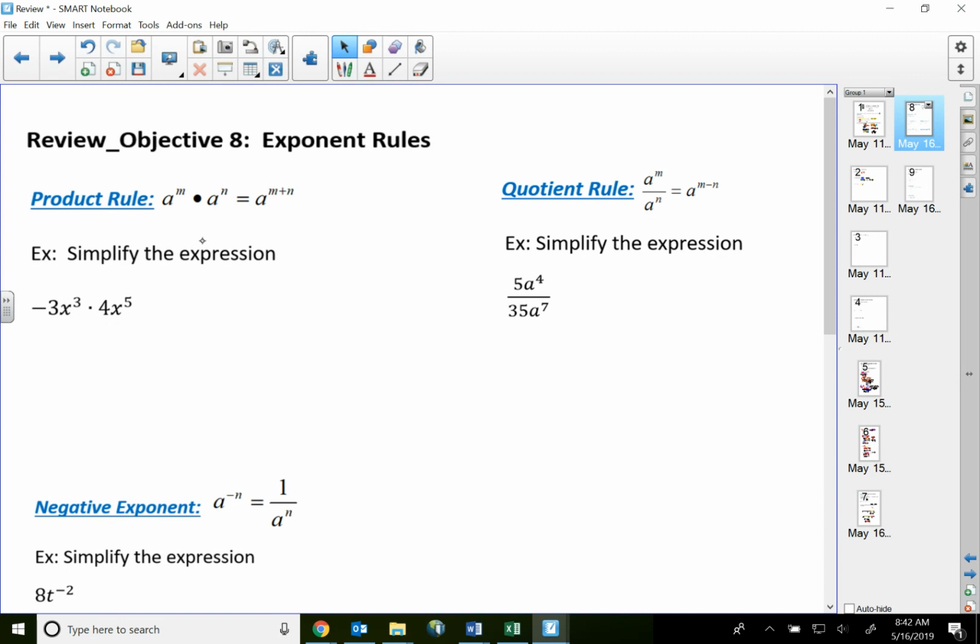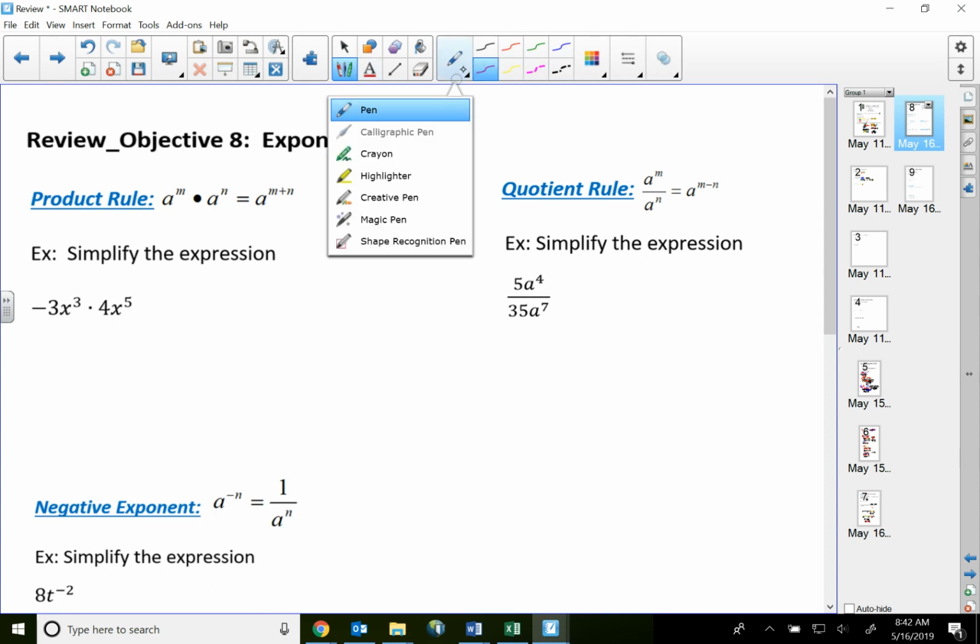The product rule for exponents says, for any real number a, and exponents m and n, when the bases are the same and the bases are multiplying, we simply add the exponents. When the bases are the same and the bases are multiplying, we add the exponents.